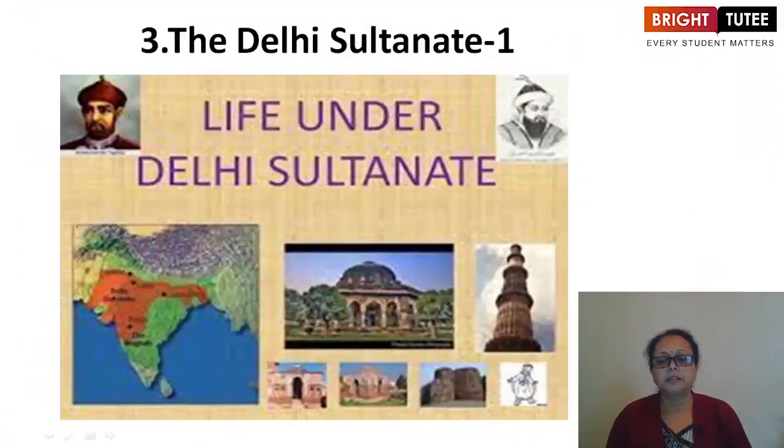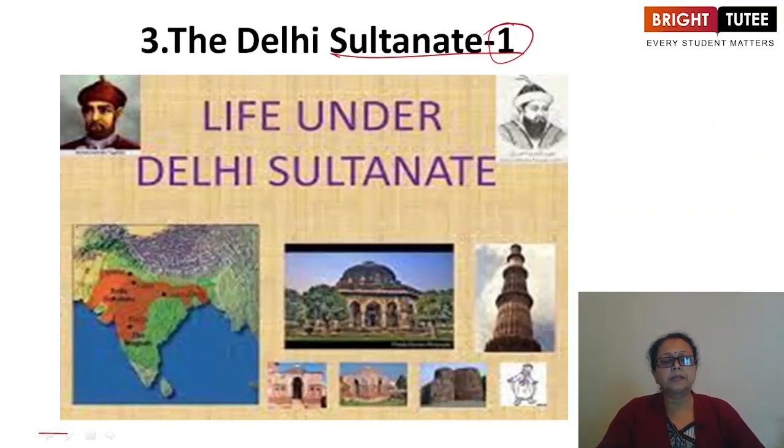Hello everyone. Now we are going to begin the third chapter of social science, as a part of our history. This is the third chapter of history, and it is part of our social science. Inside this chapter, we are going to discuss the broad headline of the Delhi Sultanate. This is the first phase, Delhi Sultanate one.